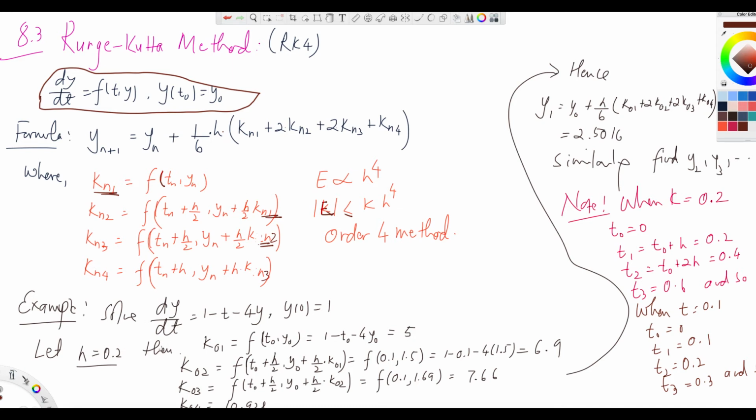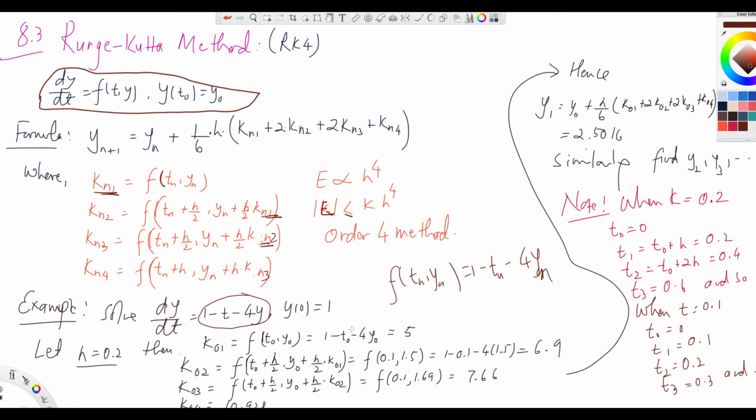So let us do one example. Exactly the same example we did before. So dy over dt equals 1 minus t minus 4y, y0 is 1. So what you do? Let us pick a step size h equals 0.2. Then you find out k01. What is k01? k01 is, whenever n is replaced by 0, then it should be f of t0, y0, right? So how do I find out f of t0, y0? This is f of tn, yn, which is 1 minus tn minus 4yn, right? So you replace n by 0 and you will get 1 minus t0 minus 4y0, which is 5.